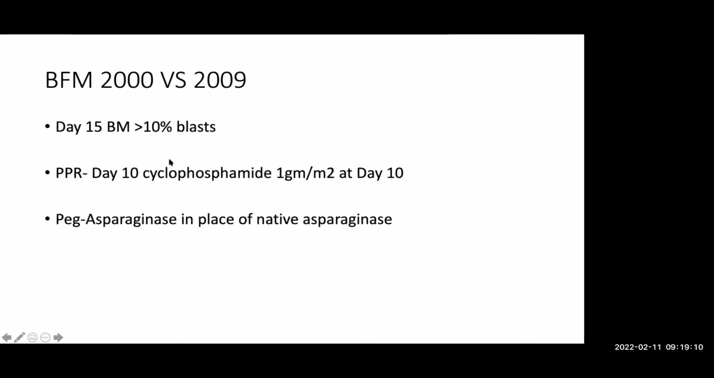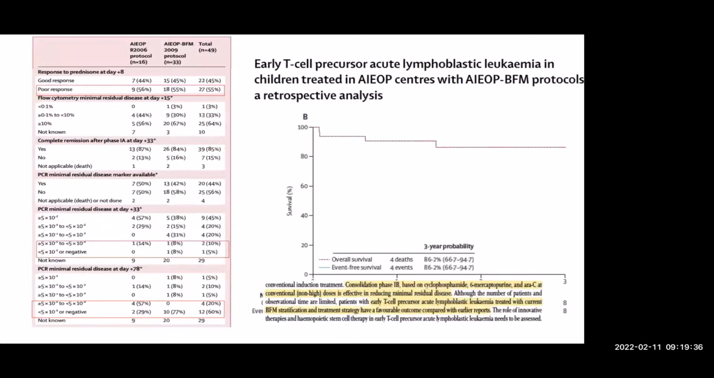And the other study used intensified chemotherapy in ETP-ALL patients who had bone marrow blasts of more than 10% at day 15, and patients who had poor prednisolone response received augmented therapy with cyclophosphamide at day 10. And in BFM 2009, they used PEG asparaginase in place of native asparaginase.